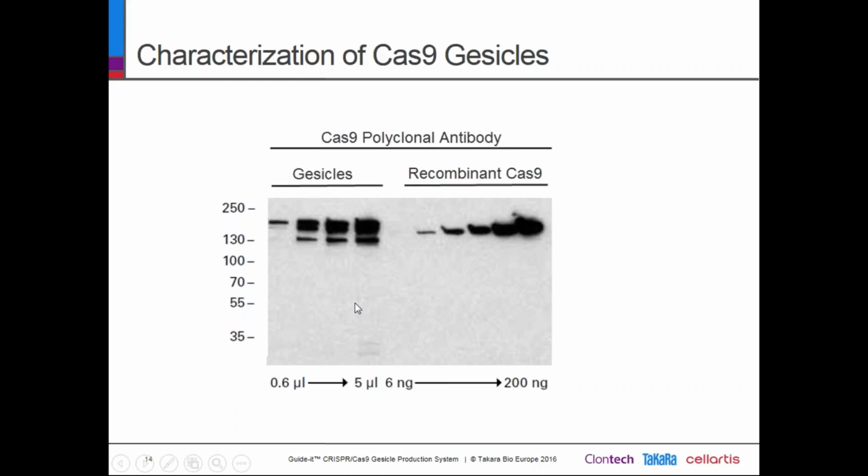What you can see here, compared to recombinant Cas9, is that our Gesicles, in this particular production, contained about 30 to 50 nanograms of Cas9 per microliter of Gesicles. You can also see that this Cas9 migrates a little bit higher compared to the recombinant one because it carries a little tag for the dimerization.